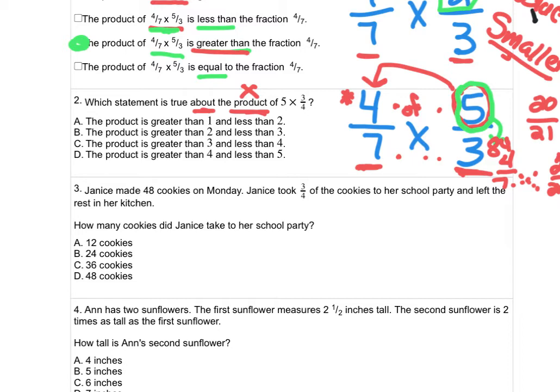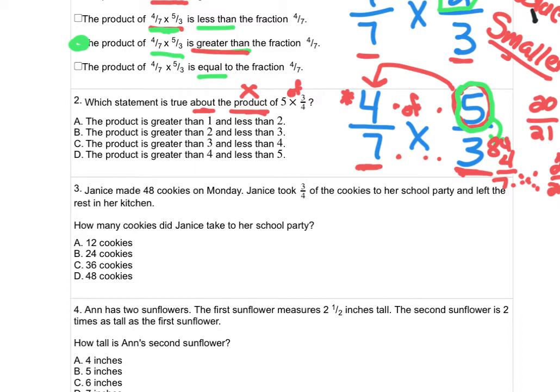So 5 times 3/4, we're timesing by a whole number. Remember what we said in our notes. If you're multiplying by a whole number, your answer is always going to be smaller than your whole number, but bigger than your fraction. Smaller than your whole number because you're going to get 3/4 of 5. So that means 5 will get smaller, but your answer will be larger than 3/4.